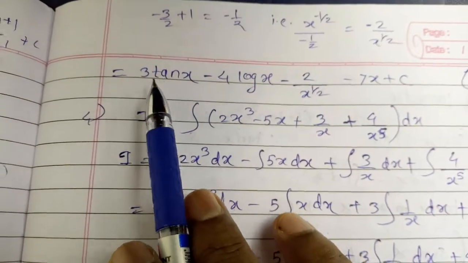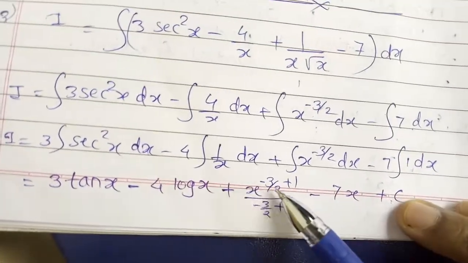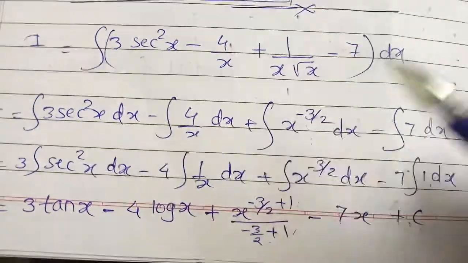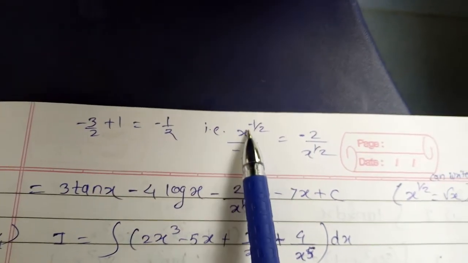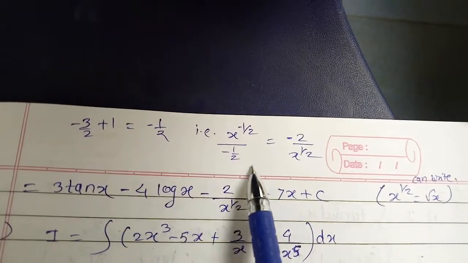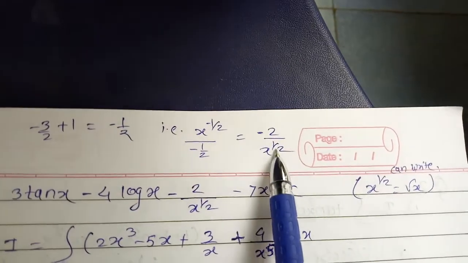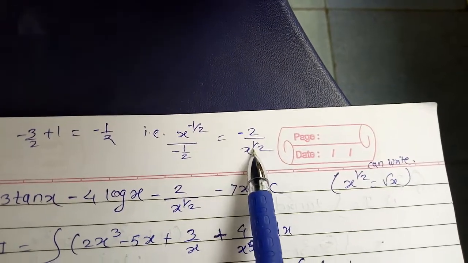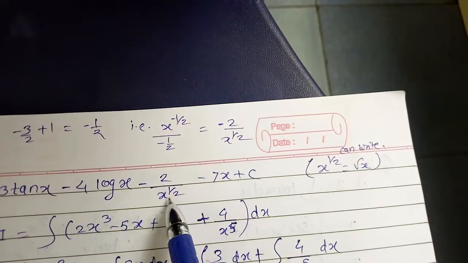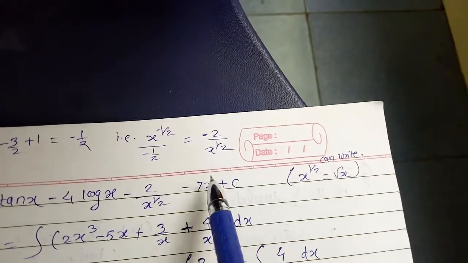So after solving this we get 3 tan x minus 4 log x. Here we take the sum of these two quantities, minus 3 by 2 plus 1, so here we get minus half. Minus half upon minus half, so 2 comes in the numerator, and we get minus 2 upon x raised to half. Instead of writing x raised to half, we can also write root x, so 2 upon root x, minus 7x plus c.